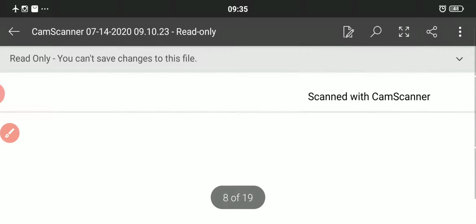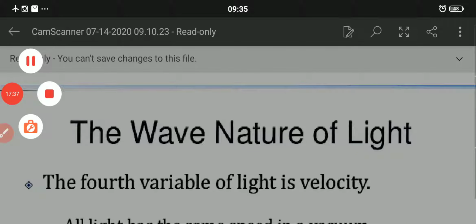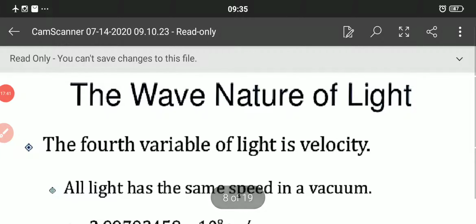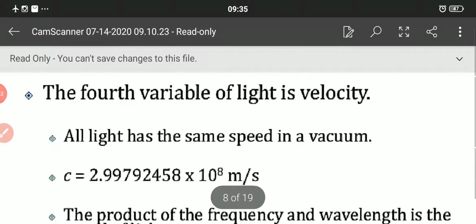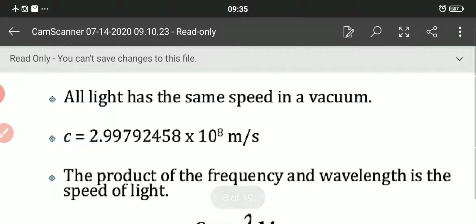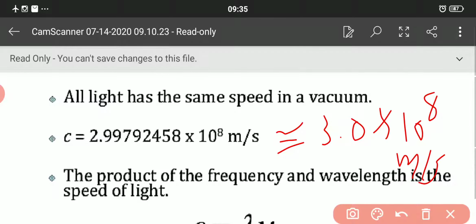Now the wave nature of light. The fourth variable of light is velocity. All light has the same speed in vacuum, that is approximately 3.0 × 10^8 meters per second, that I discussed. Remember only this value.